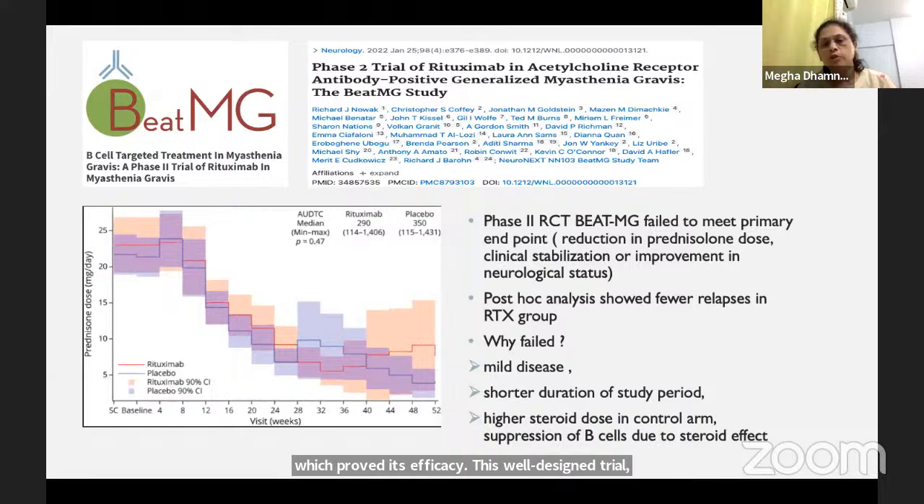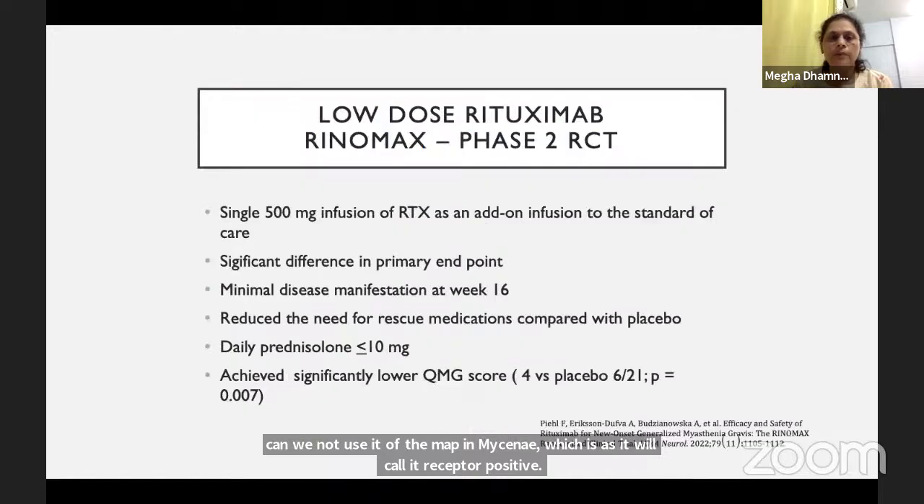So it did not show a reduction in the prednisolone dose, clinical stabilization, or improvement in neurological status. However, the post-hoc analysis showed fewer relapses in the rituximab group, and we wonder why the trial failed. So can we not use rituximab in myasthenia gravis, which is acetylcholine receptor positive? Let's see why, and can we use it or not?